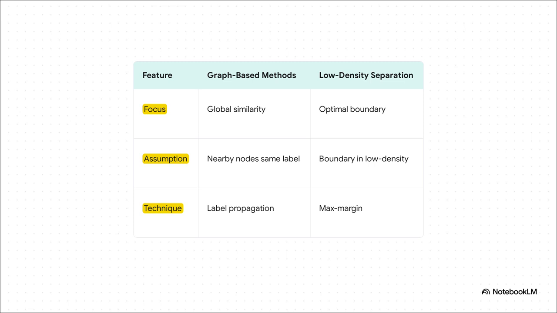Graph-based methods are all about the global structure, how labels spread through a whole network based on similarity. Low-density separation, on the other hand, is laser-focused on one thing, finding the single best place to draw a line, making sure it passes through the emptiest territory. They both use the unlabeled data to see the big picture, just in very different ways.